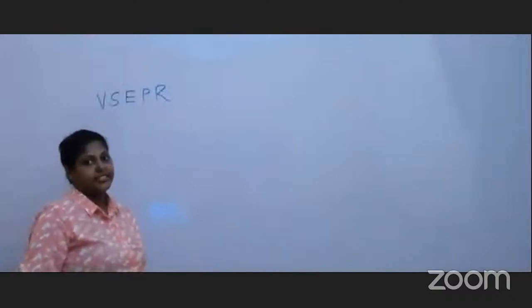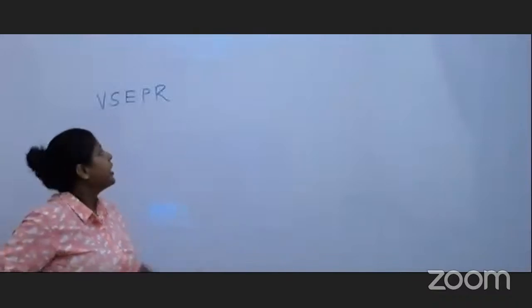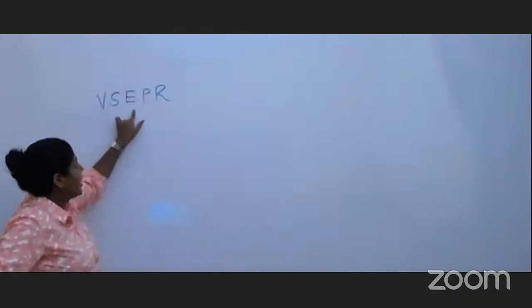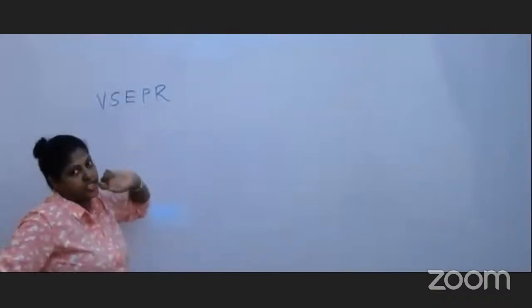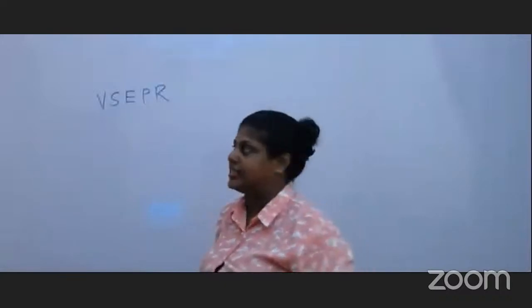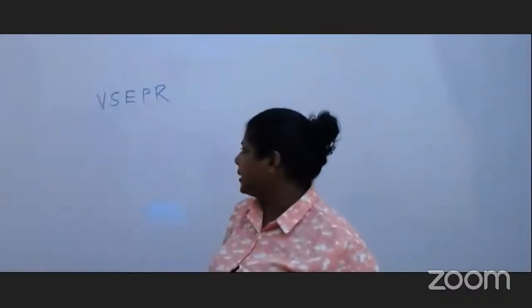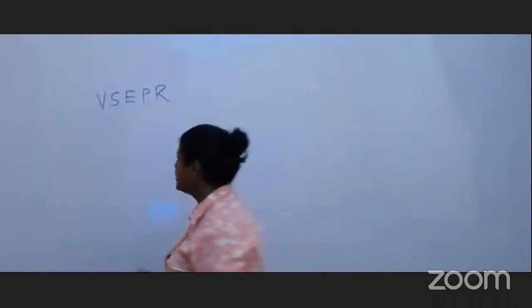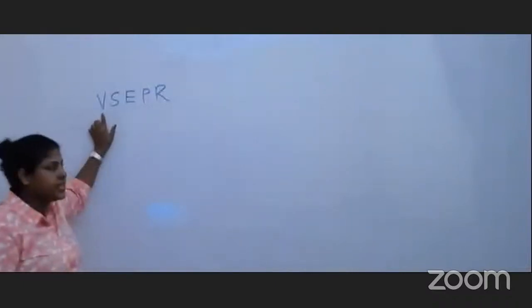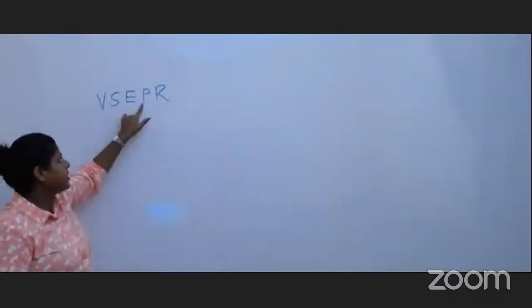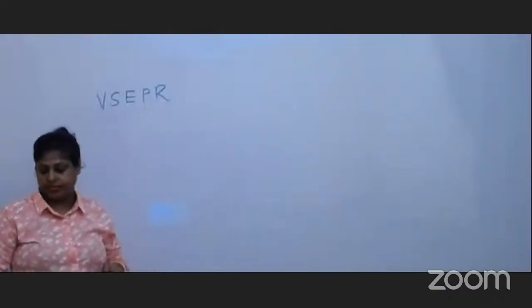Today's lesson is VSEPR theory. VSEPR: valence shell electron pair repulsion. Valence shell electron pair repulsion is today's lesson. Right, what is meant by VSEPR? VSEPR means valence shell electron pair repulsion.